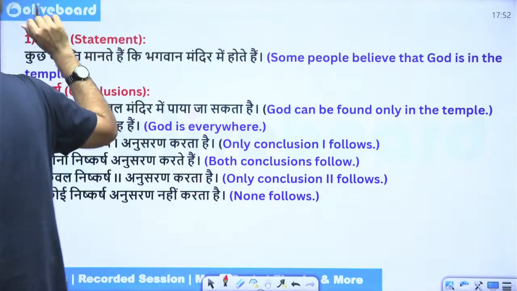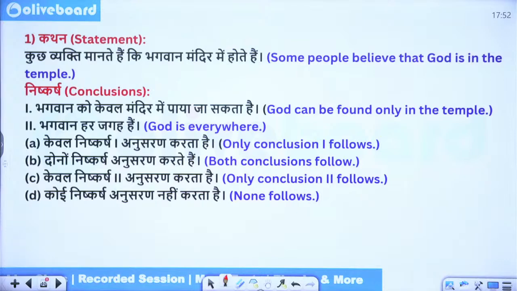Keeping that in mind, read this question from the point of view of a definite conclusion. What is the author definitely trying to tell you? So here, some people believe that God is in the temple. The author is saying this to you. Please dissociate from the process of finding assumptions now. We are not thinking about what the author might have obviously thought while writing this. No. We are thinking about what the author is trying to tell you finally. Some people believe that God is in the temple. Is he trying to tell you that God can be found only in the temple? No, this is too specific for a conclusion.